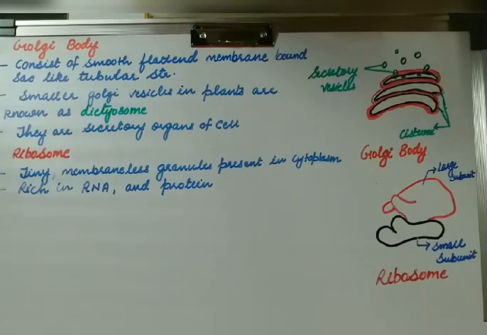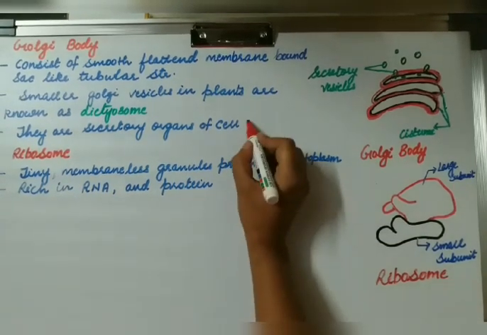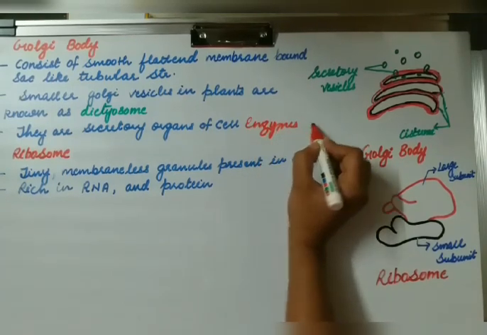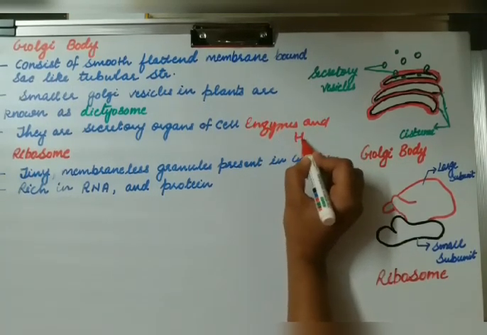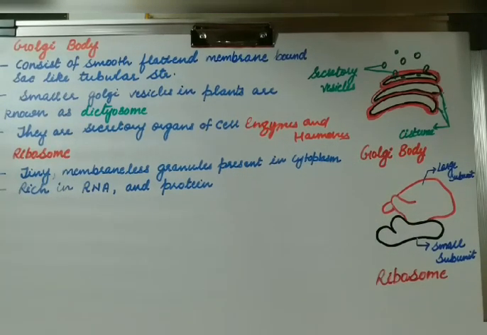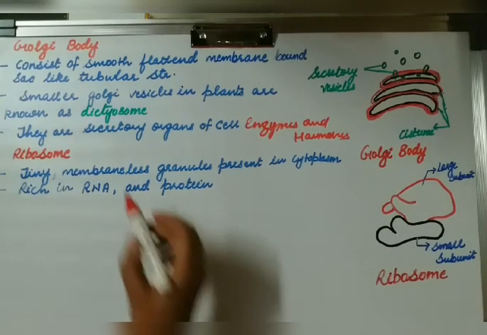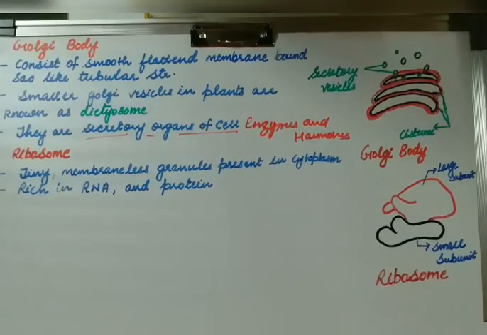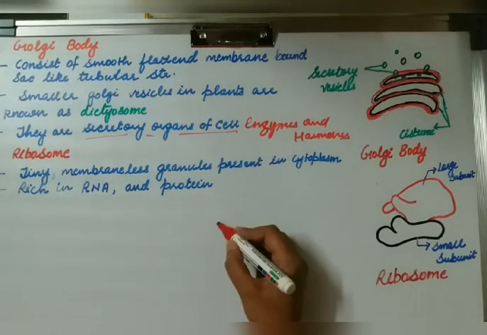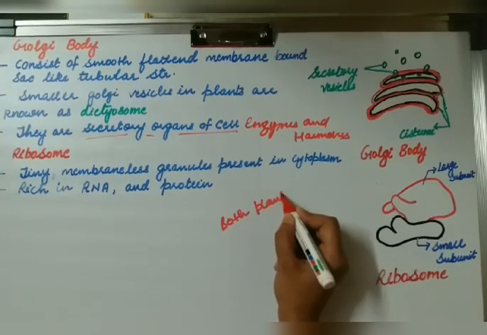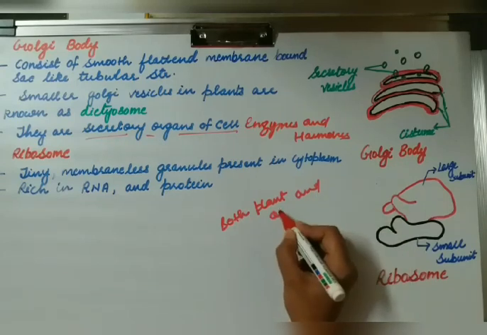They help in the secretion of enzymes and hormones. That's why they are known as the secretory organ of the cell. So this is about the Golgi bodies. They are present in both plant and animal cell.